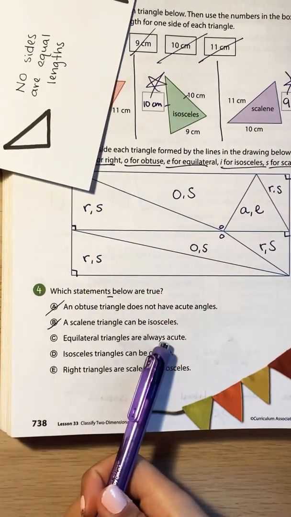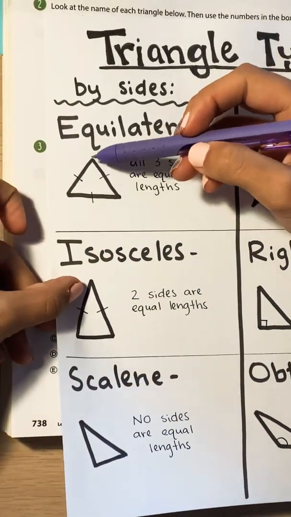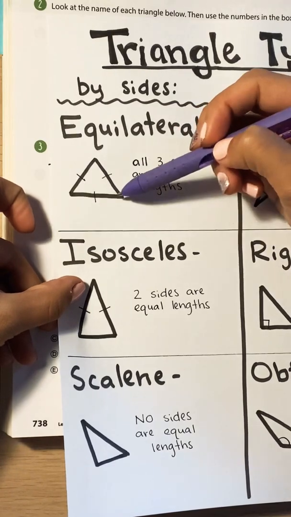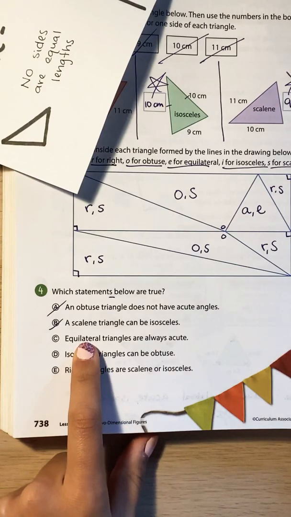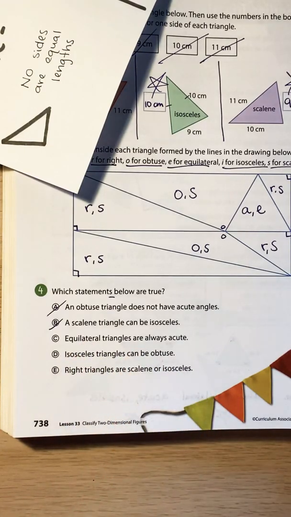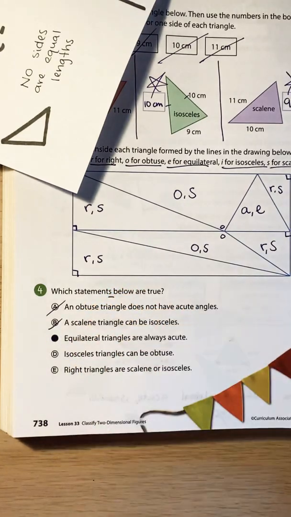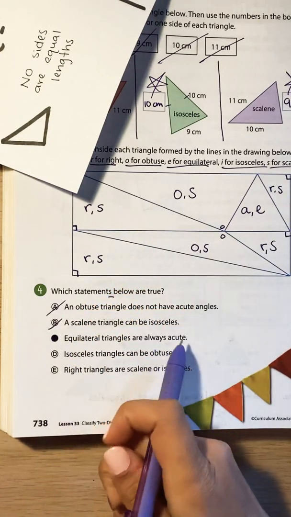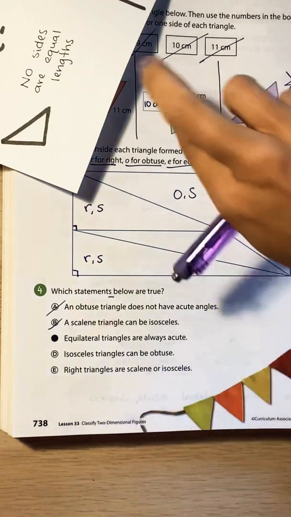Equilateral triangles are always acute. Okay, so here's my equilateral triangle. Acute angle, acute angle, acute angle. So any way you draw an equilateral triangle, to have three sides that are equal, all the angles are gonna be acute. You can try another way, but it's not gonna work. They're always gonna be acute. Pretty cool.